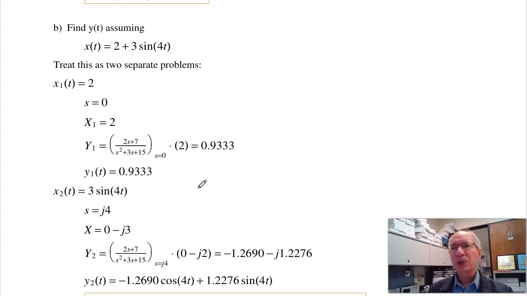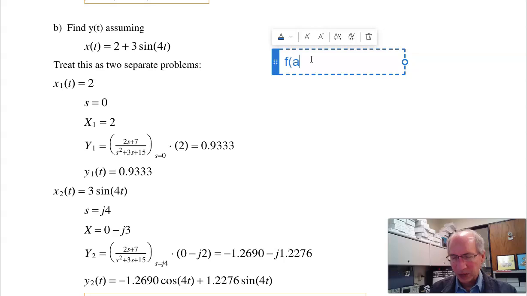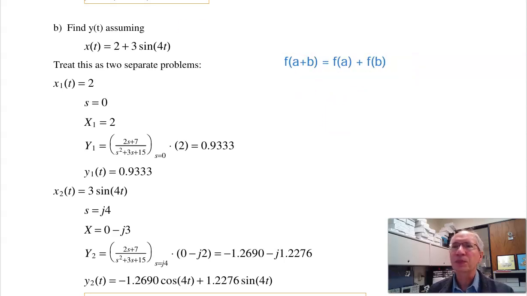Part B. Suppose my input is a constant and a sine wave. Find y of t. Well, this is where we use superposition and linearity. What linearity means is that if I have f of a plus b, that's equal to f of a plus f of b. That's a linear system. So if I have two inputs, I'm going to treat that as two separate problems. One where the input is 2, the second problem where the input is 3 sine of 4t. Take the two answers, add them together. That's the response for the input being 2 plus 3 sine of 4t.